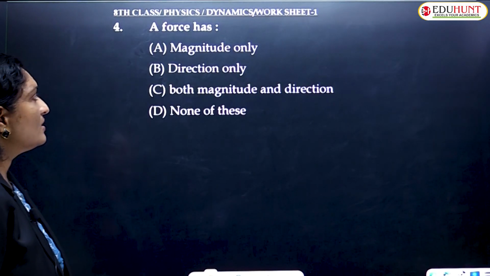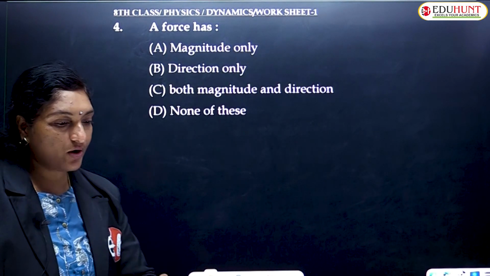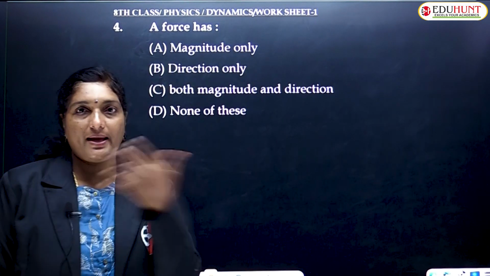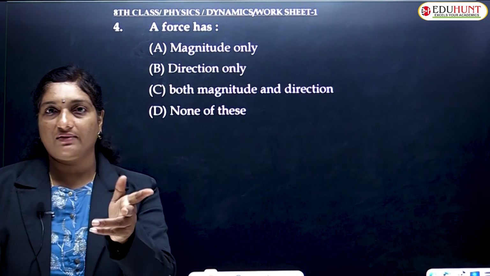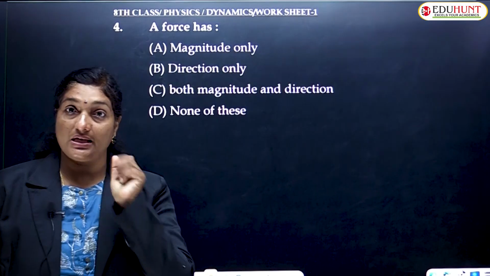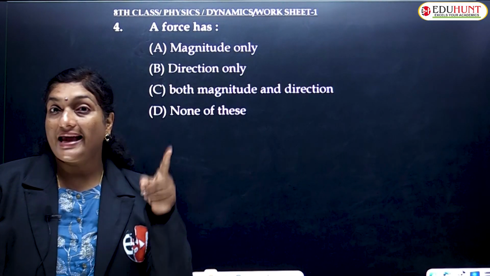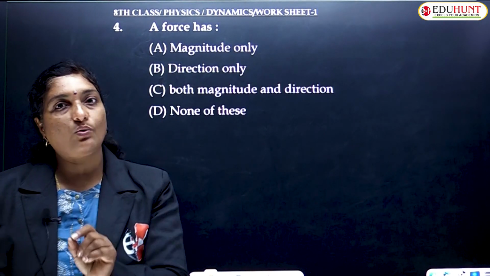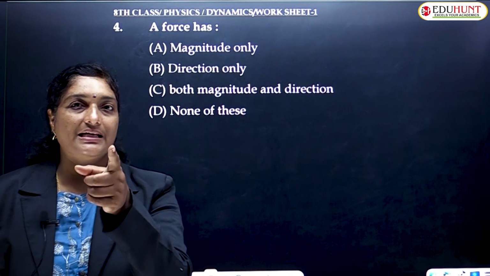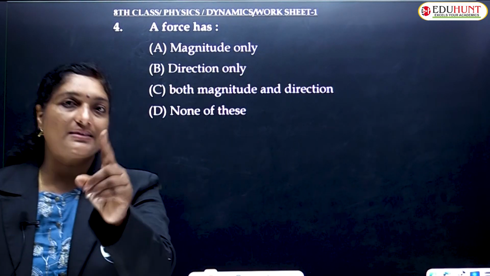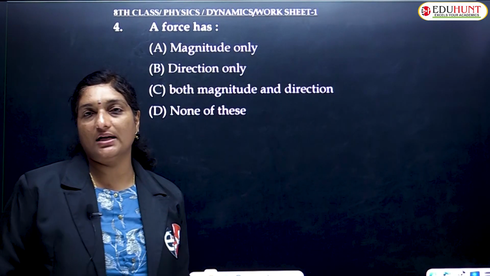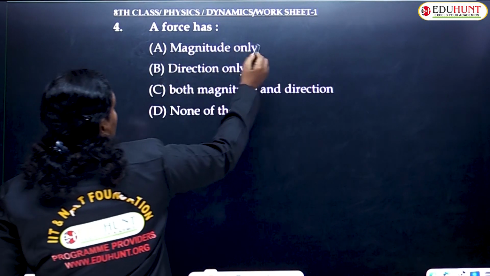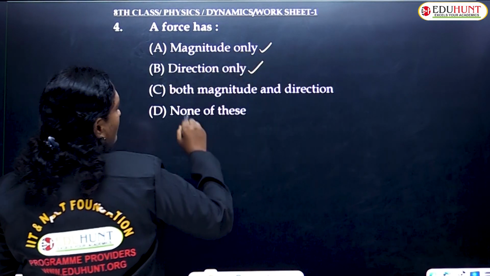Moving ahead: a force has, one more thing, children. Force means some quantity; some amount of force is applied to make a body move or stop or change direction, whatever it is. So some magnitude is there for the force. Even as we have just considered, direction is there. Force has both magnitude as well as direction. Whenever a physical quantity has both magnitude and direction, it is a vector. Yes, it is a vector quantity. Remember, force is a vector quantity because it has both magnitude and direction.